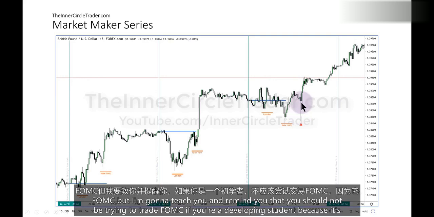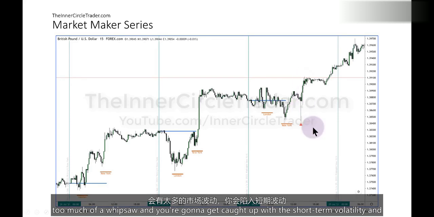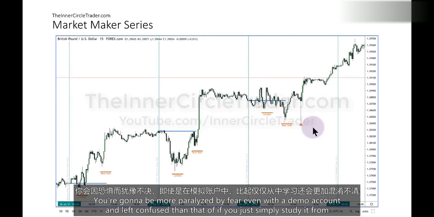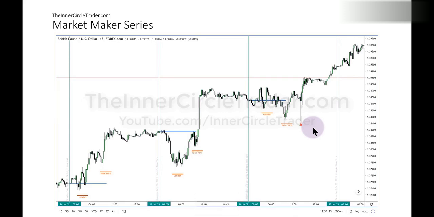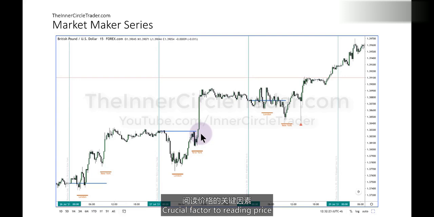FOMC. But I'm going to teach you and remind you that you should not be trying to trade FOMC if you're a developing student, because it's too much of a whipsaw, and you're going to get caught up with the short-term volatility, and you're going to be more paralyzed by fear, even with a demo account, and left confused than if you just simply study it from the sidelines and don't engage it at all. Okay? But the element of time is the first crucial factor to reading price.